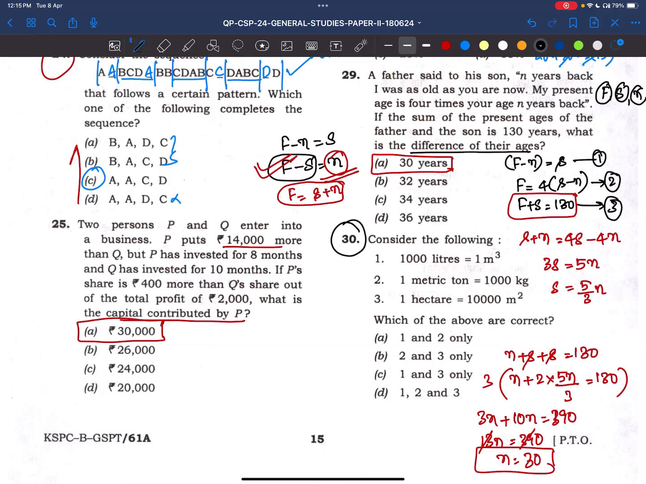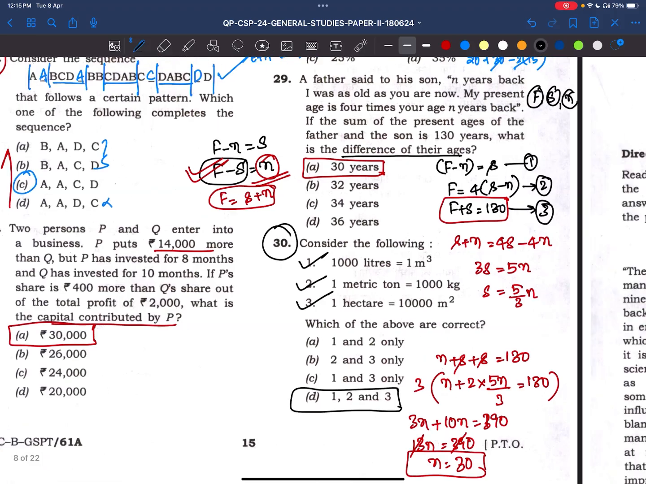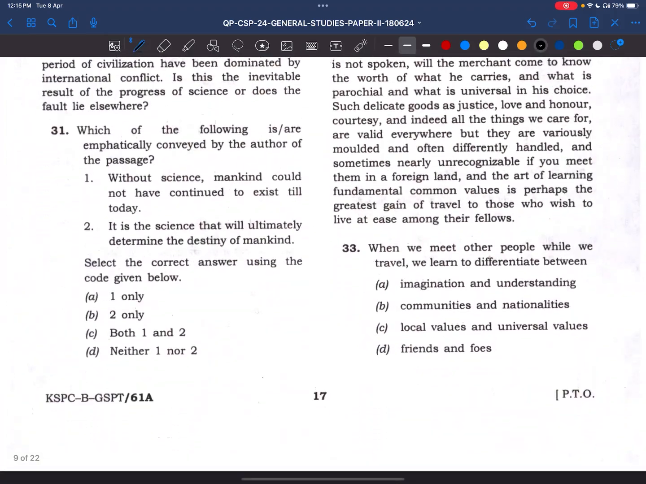See, 30th question is a factual question. Yes, 1 meter cube is equals to 1000 liters. 1 metric ton is equals to 1000 kgs. Yes, 1 hectare is equals to 10,000 meters. This is a factual question. There is no need of any experiment. Answer is B. Okay, let's go to the next question.